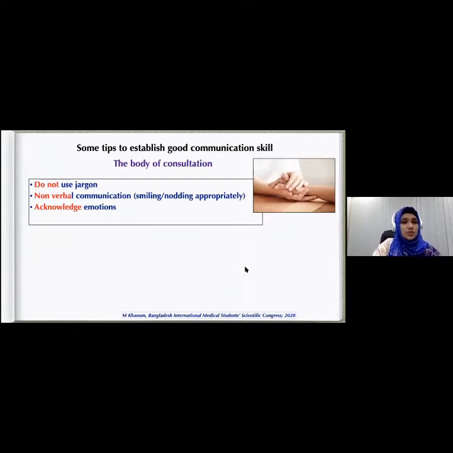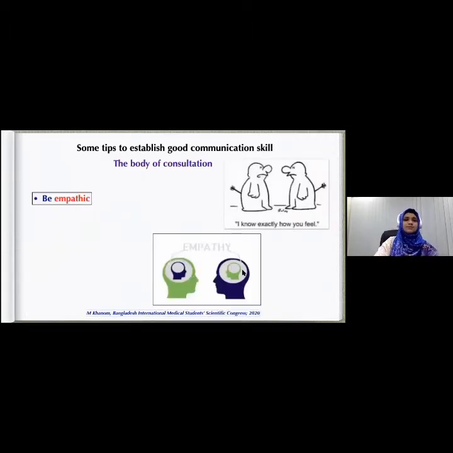Do not use jargon. Non-verbal communication is very important, like smiling, nodding appropriately, and acknowledging the emotions. Be empathic. Yes, empathy means what? Empathy means having the same feelings as a sufferer. See, this person is having the same feelings as this person, and the same happens here. So, I know exactly how you feel.